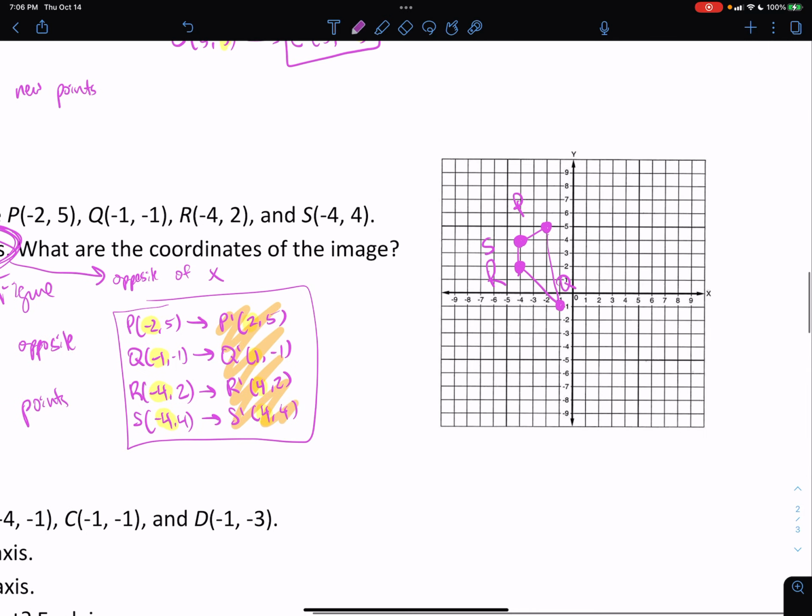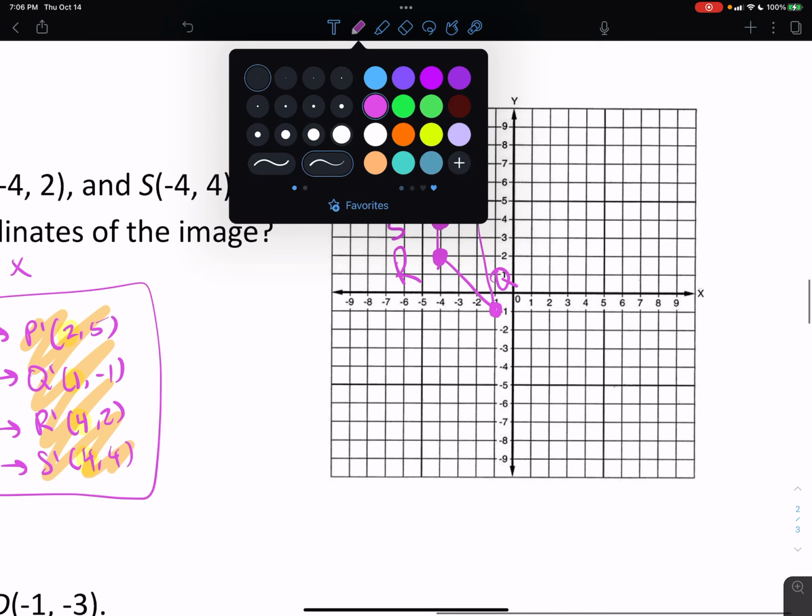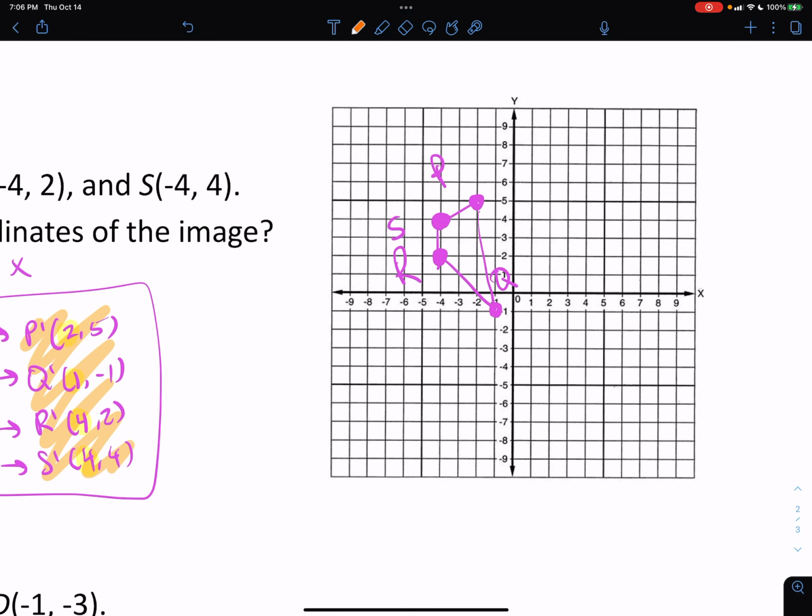Let me plot my new points. Let me use orange again. So (2, 5) would be right about here. So this is P prime. (1, -1) is Q prime. (4, 2) is R prime. S prime is (4, 4). Here is my new figure, and I'm reflecting across the y-axis, and it looks pretty accurate to me.